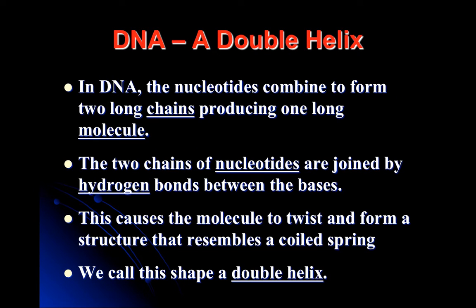Next, on the double helix, the nucleotides combine to form 2 long chains, producing 1 long molecule. The 2 chains of nucleotides are joined by hydrogen bonds between the bases. This causes the molecule to twist and form a structure that resembles a coiled spring, and that's why we call it a double helix. So a little clarification on why it's called that.